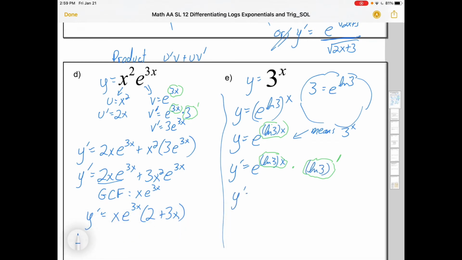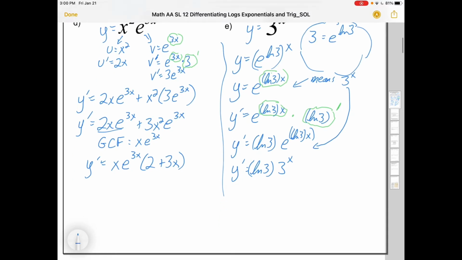So one way you can write this final answer is ln 3 times e to the ln 3 times x. Okay, that's all up in the exponent. But we know from the third step that this part here really just means 3 to the x. So you could write your final answer like this. Ln 3 times 3 to the x. Okay. This isn't going to come up that often because we tend to try and work with bases of e.